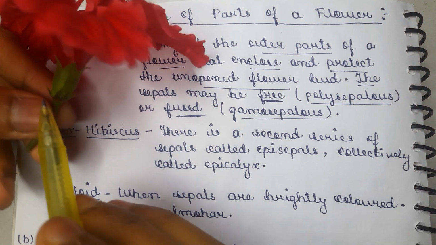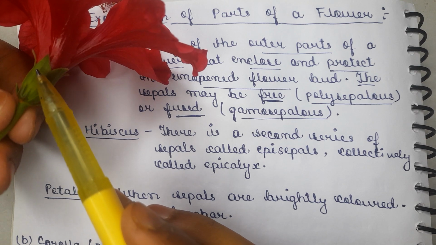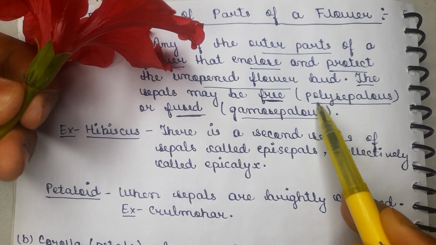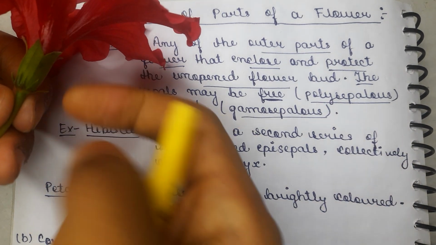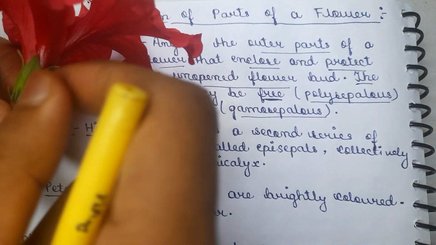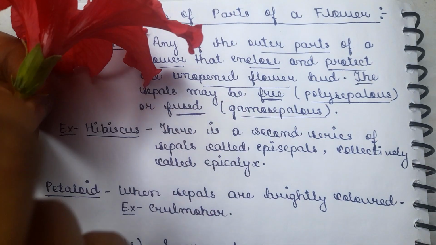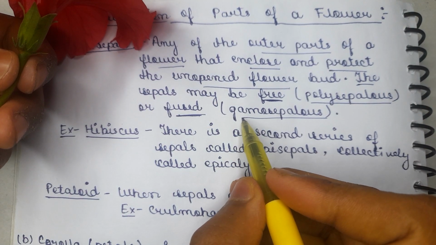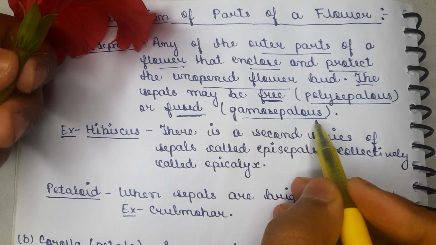Now if you see this flower, the sepals are open, which means they are called polysepalous. If the sepals of the flower are enclosed in the shape of the flower bud, then this is called fused or gamosepalous.